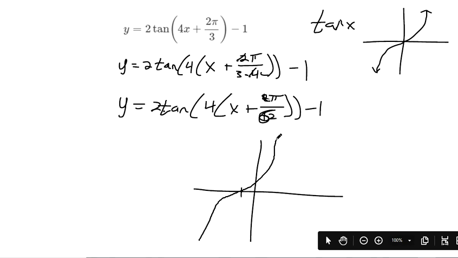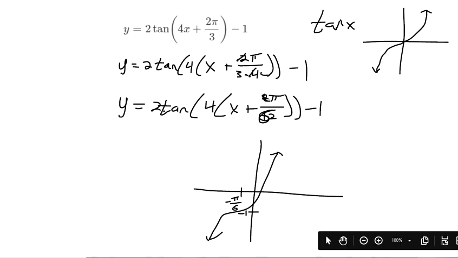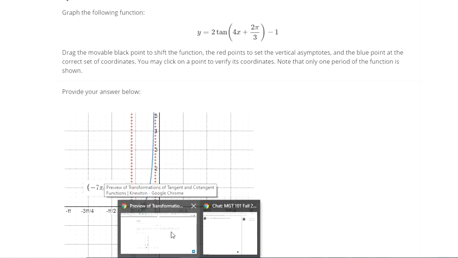Oh, I can't make that graph happen. There we go. But this is our vertical shift. We've gone down 1 unit too. So this is where the graph should have that point where it switches directions. Like this is our origin. Our origin gets shifted pi over 6 units to the left and 1 unit down, so that now this is our origin.